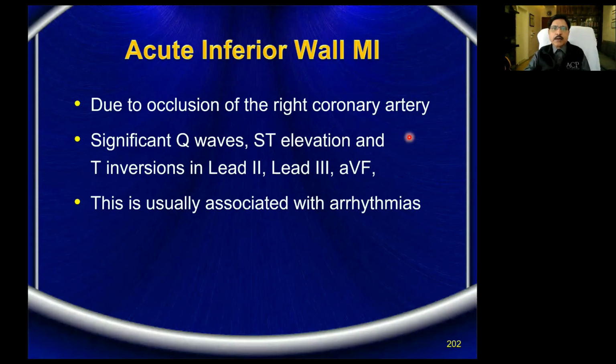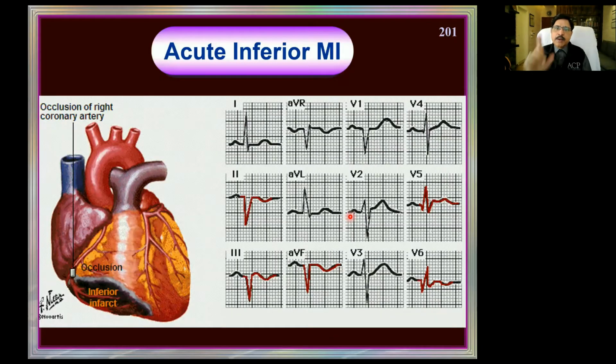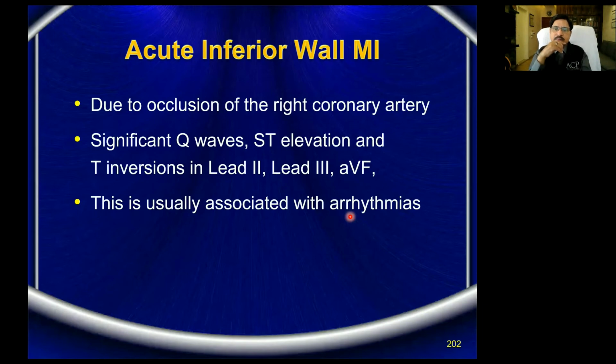Due to occlusion of the right coronary artery, there are significant Q waves, ST elevation and T inversions in leads 2, 3 and AVF, usually associated with arrhythmias. Remember, bundle branch blocks and conduction defects are a feature of the anterior infarct and particularly the septal infarct, and inferior infarcts are the ones associated with arrhythmias. Okay, that's important.